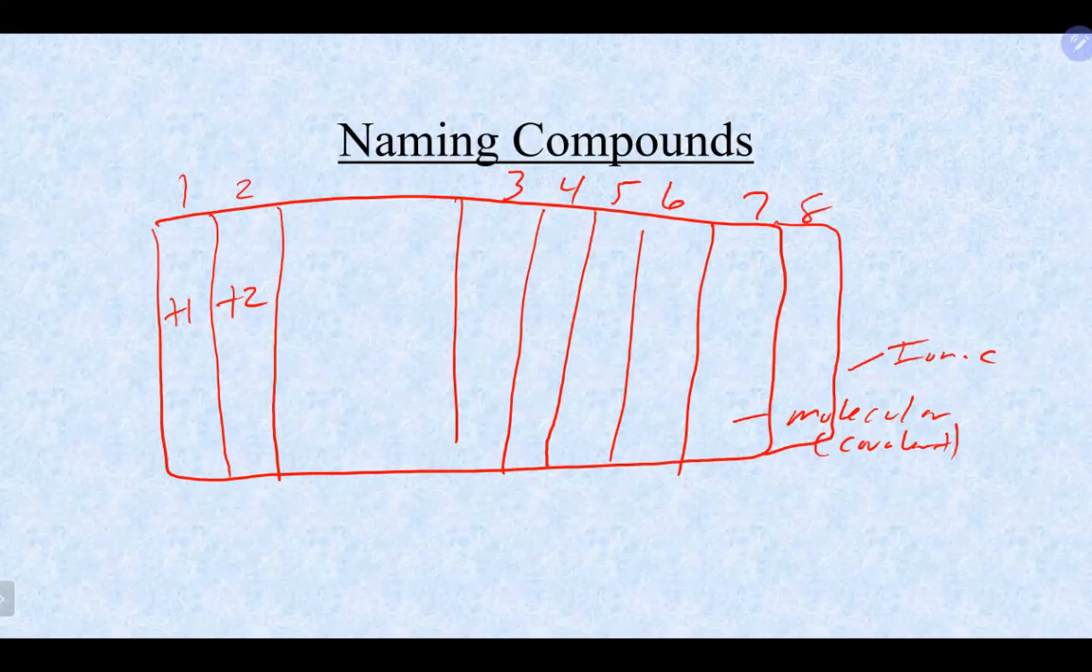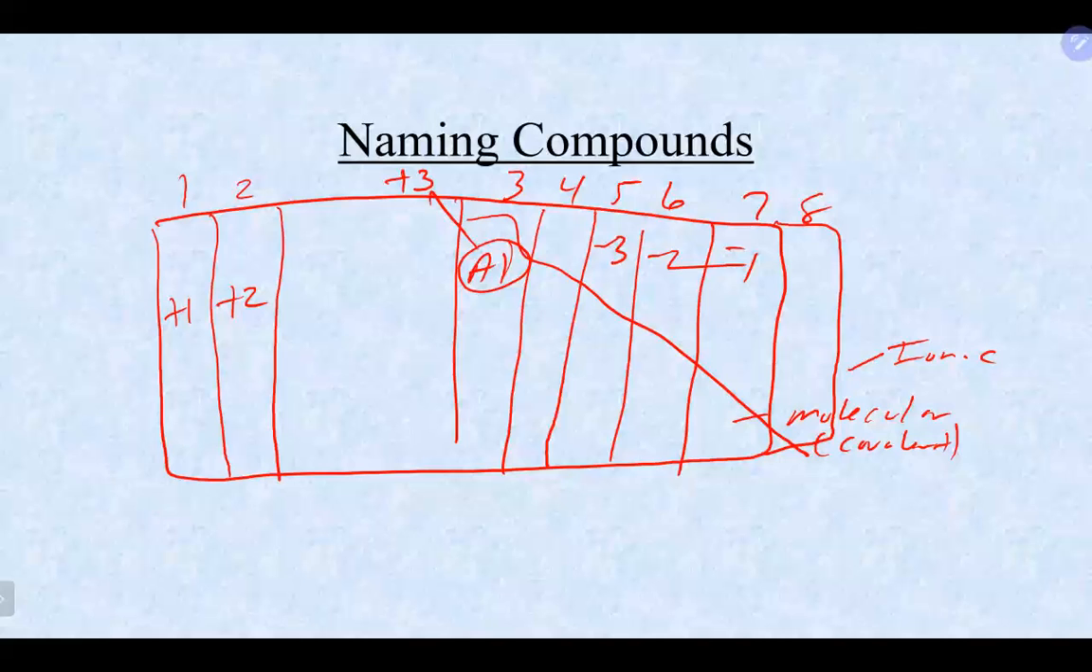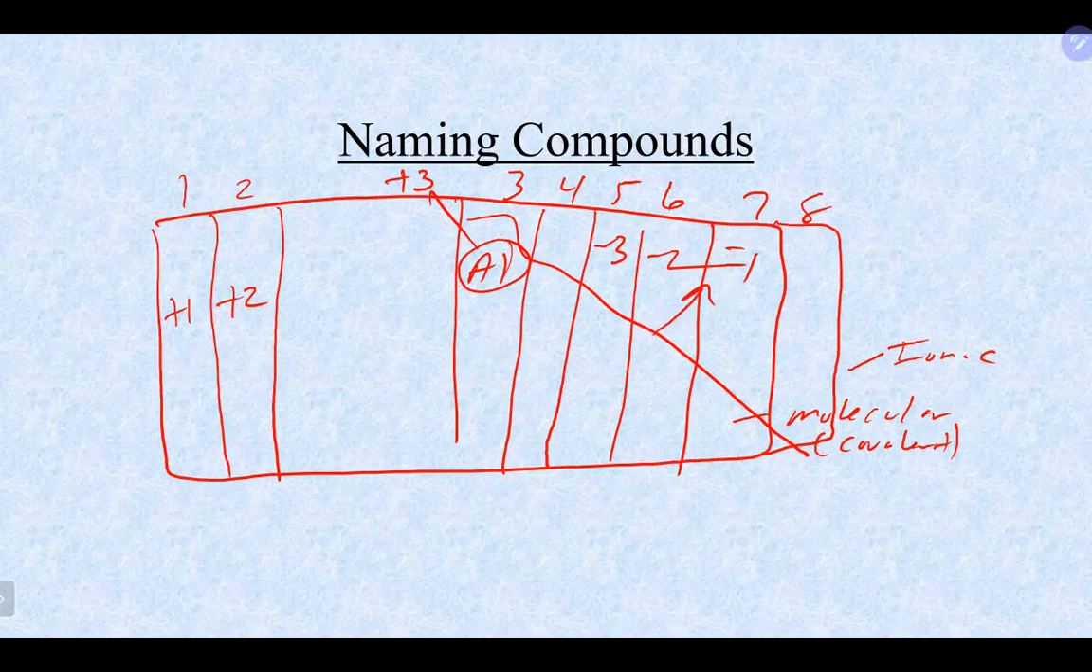There we go. All right, and group 3, it's usually aluminum that we're talking about here. It's going to be +3. This is where our staircase kind of comes in. Starting at group 5, it's -3, -2, and -1. And that's for our nonmetals, above the staircase. These are our transition metals, and they could have multiple charges.